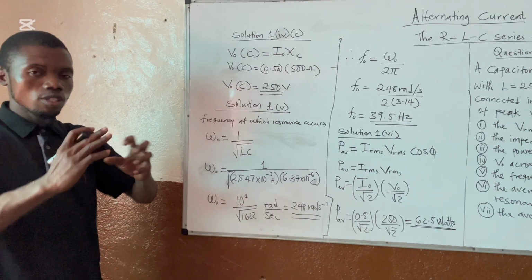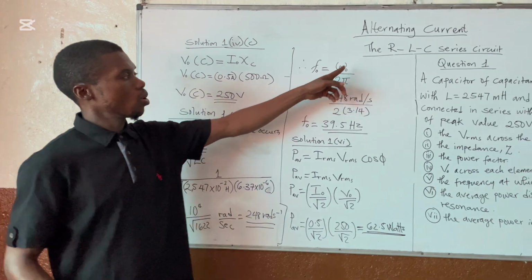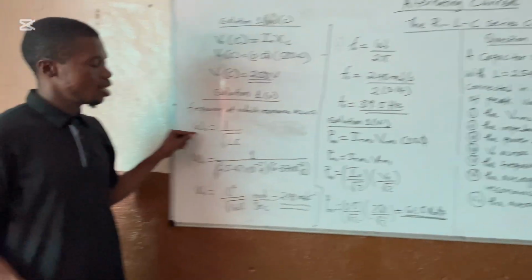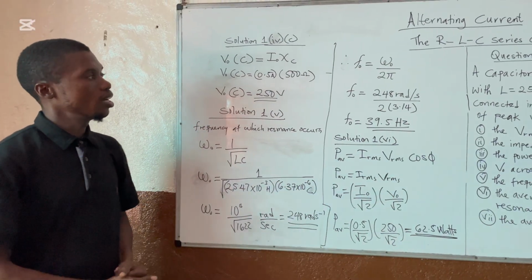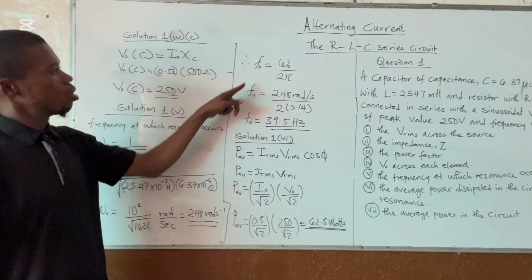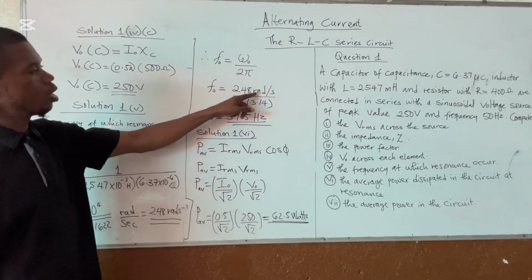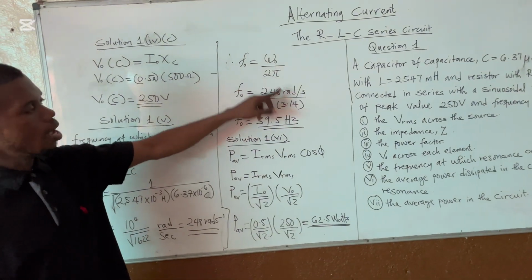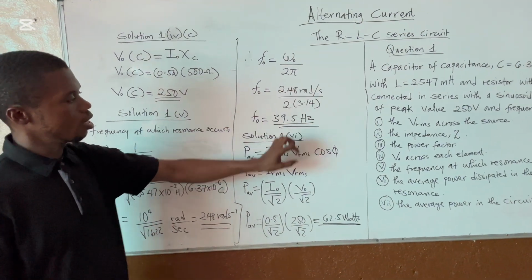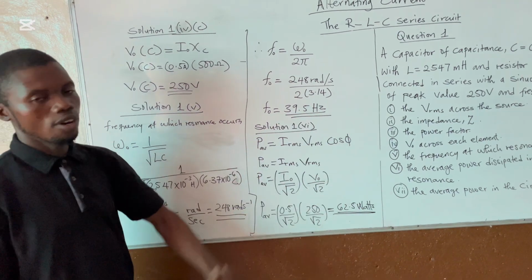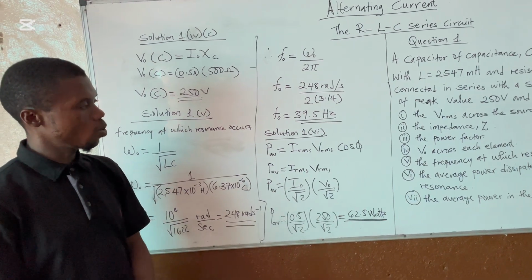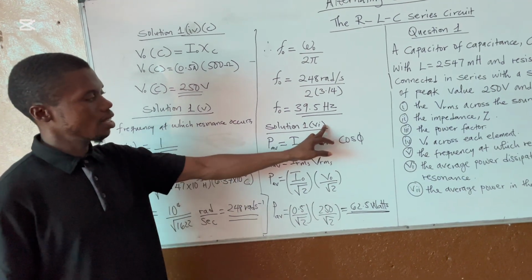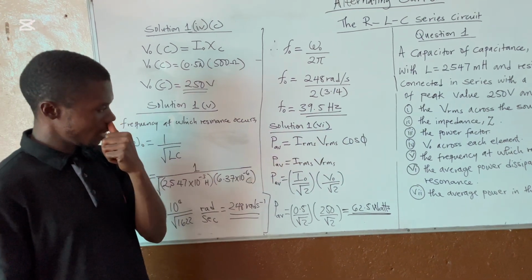Because the resonance frequency is equal to omega naught over 2 pi, we have to find this angular velocity to find the resonance frequency. The angular velocity is 248 radians per second, and 2 pi is 3.14 times 2. If we divide this value, we get 39.5 Hz. That is the resonance frequency. This is the resonant frequency.